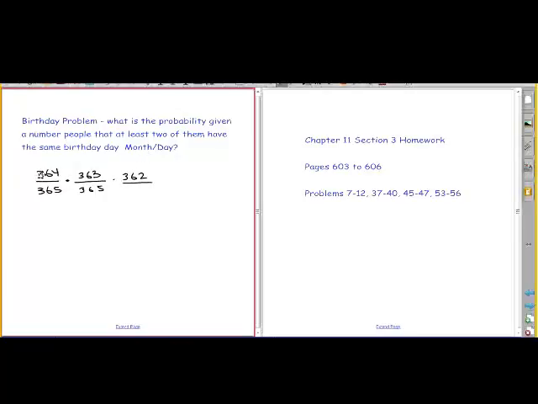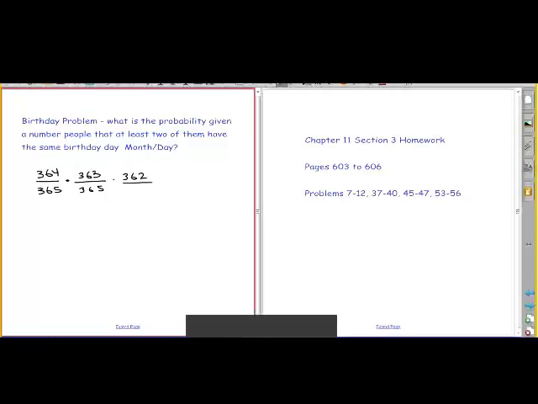And you're having this cumulative probability that I don't have the same birthday, and you don't have the same birthday, and you don't have the same birthday, and so on. So it is a conditional probability as I go along.